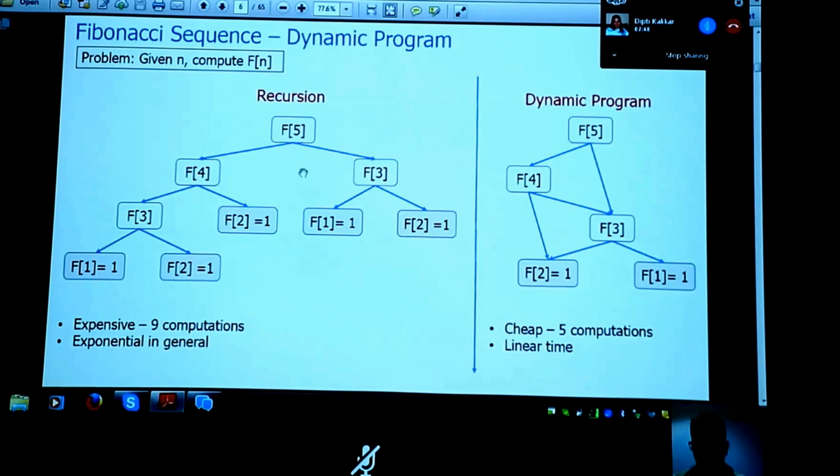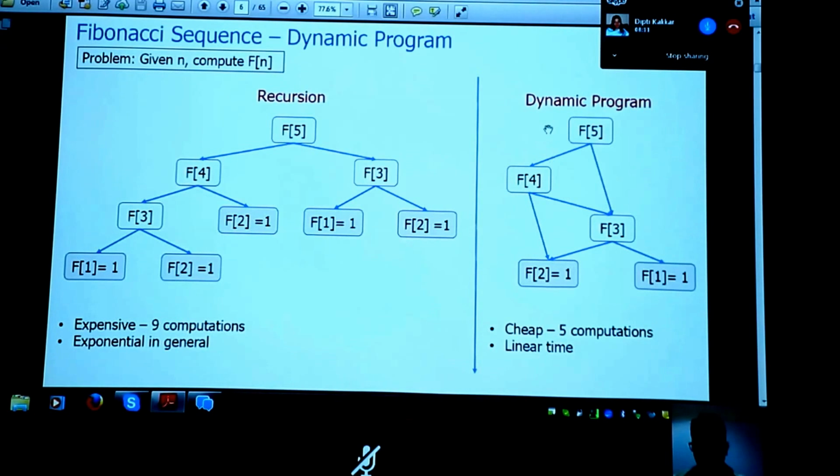Now, in this example, the number of computations is 9, right? At every point, let's say it's a computation: you look up, or you add, or you do something. So in general, you can see that this tree is going to grow exponentially in size. Now let's see how dynamic programming can do this. Even this program you would have seen, but let's see the reuse explicitly happening.